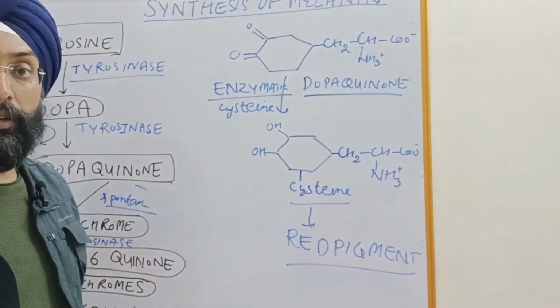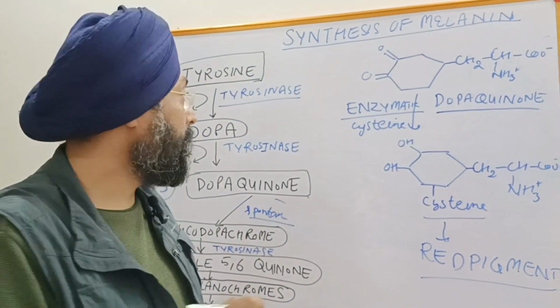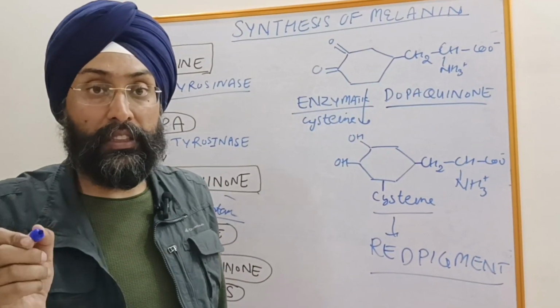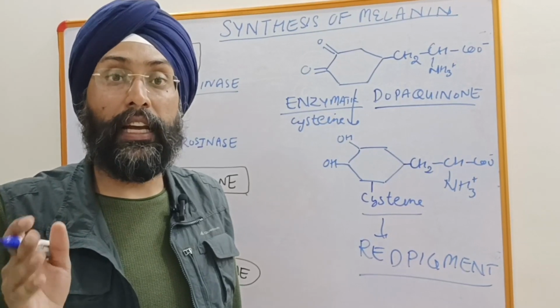Now coming to the deficiency of melanin pigment. In case of deficiency of melanin pigment, we will get the disease albinism.